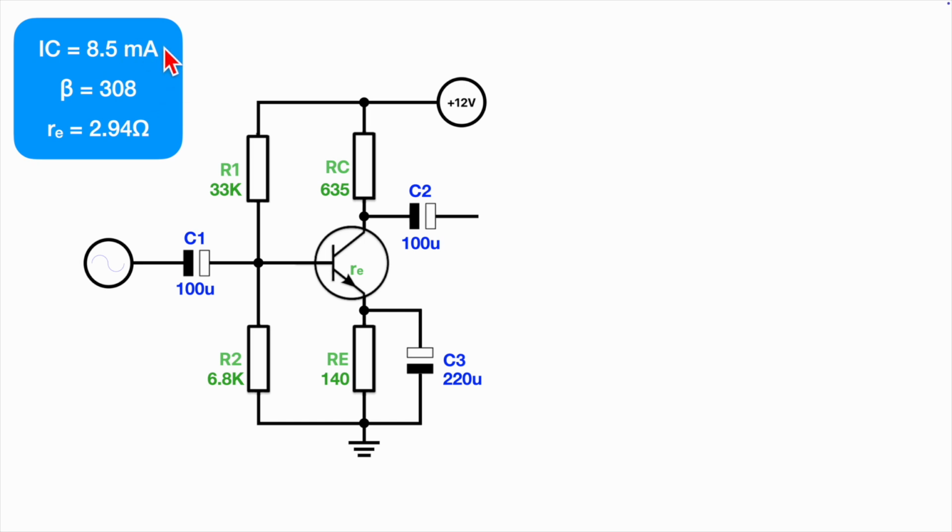8.5 milliamps quiescent collector current, beta of 308, and that actually gives us a slightly higher r_e, little re, or R sub E as it's sometimes called, this intrinsic resistance between the base and the emitter, of 2.94 ohms rather than 2.5 when we had 10 milliamps. So that's the circuit that we're going to be looking at.